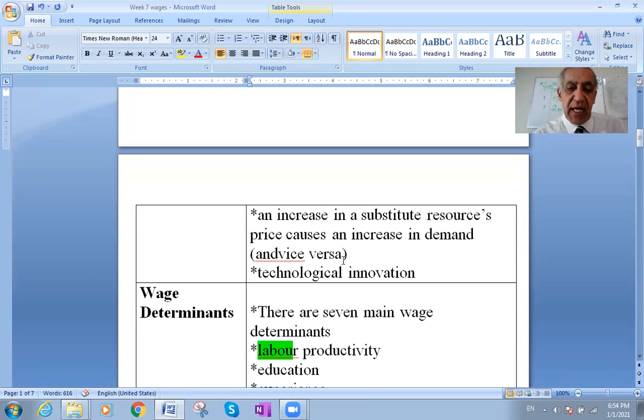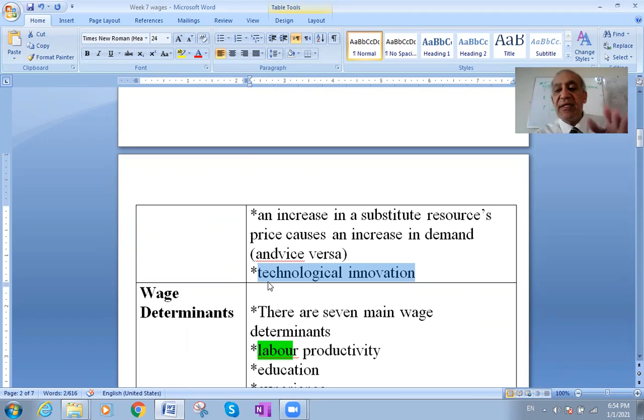Now, an increase in the substitute resources' prices causes an increase in demand and vice versa. Then after that, the technological innovation. If there are technological innovations, like technology that reduces the waste or whatever, then the demand for the resources will be changed. Technological innovation, or innovations in general.